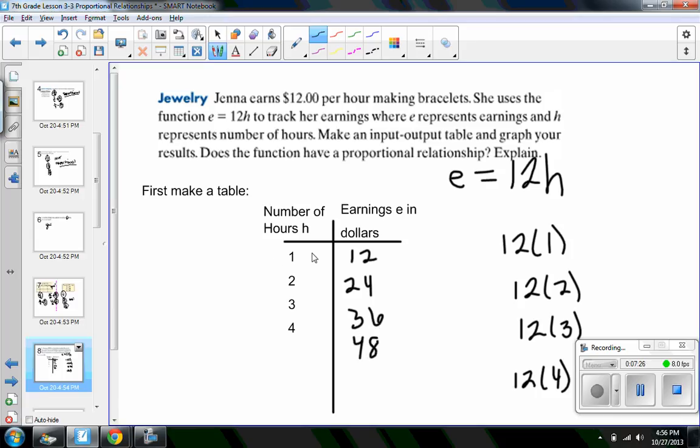So for 1 hour, she earns $12. 2 hours, she earns $24. 3 hours, she earns $36. 4 hours, she earns $48. So now, let's look at our graph paper. I'm going to take this chart and copy it.